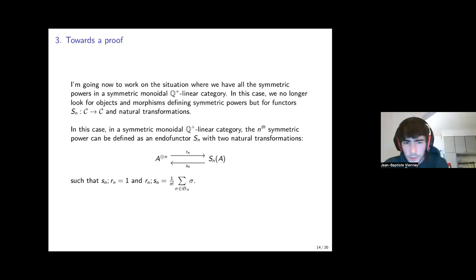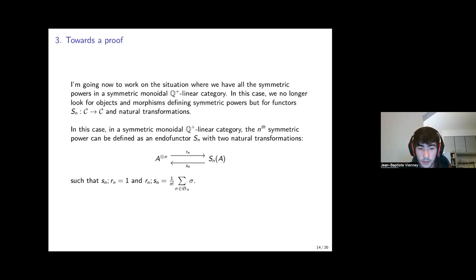So now it's going to be a little different. I will look not at just the symmetric power of one object, but at symmetric monoidal K-plus linear categories, where we have all the symmetric powers. In this case, we want the symmetric powers to be endofunctors. And in the definition of symmetric powers, like on this slide, we want Rn and Sn to be natural transformations. And in the different characterizations, we will want all the morphisms to be natural transformations.